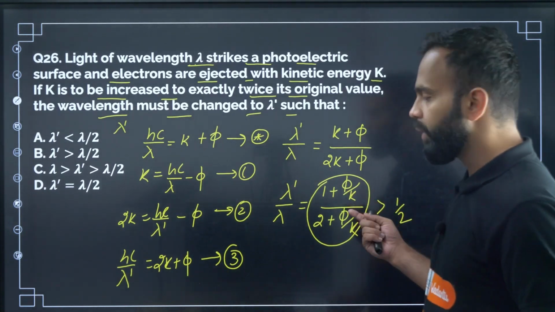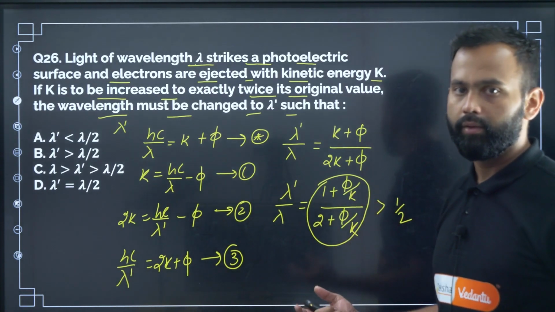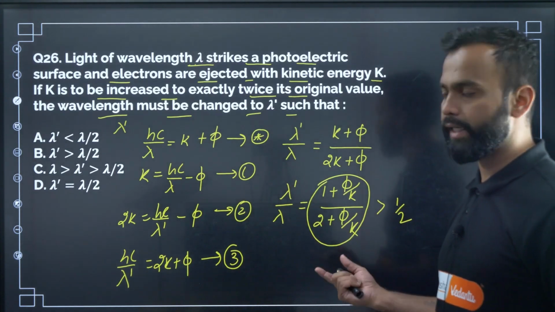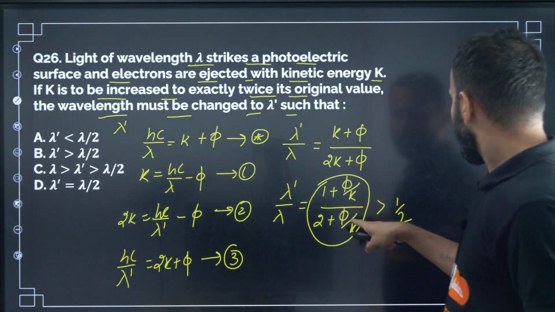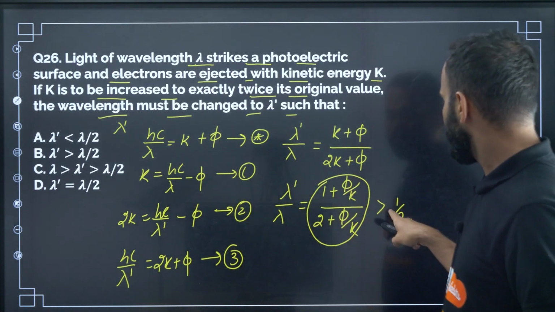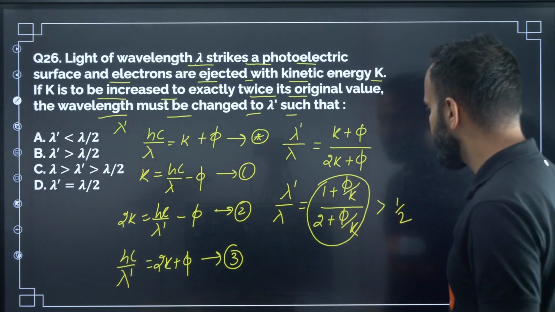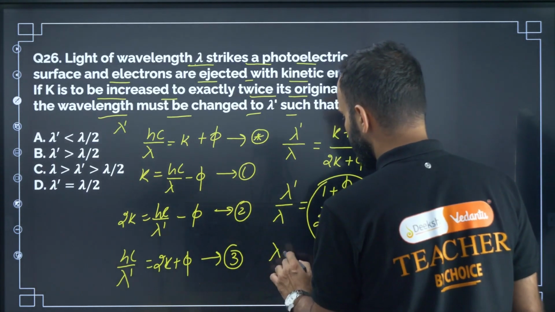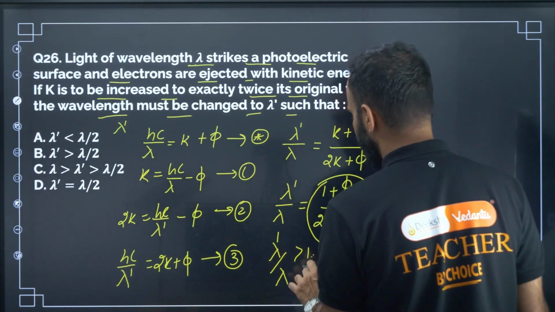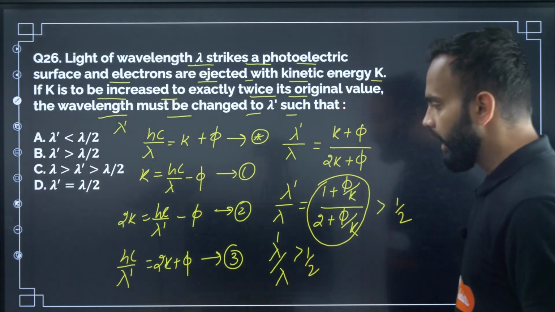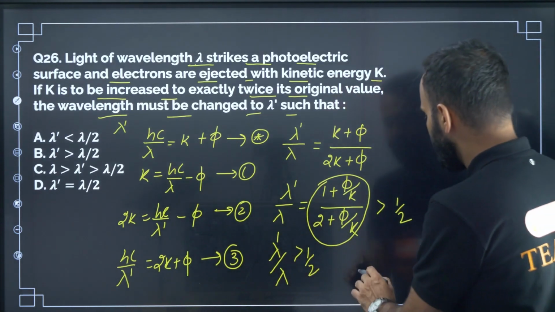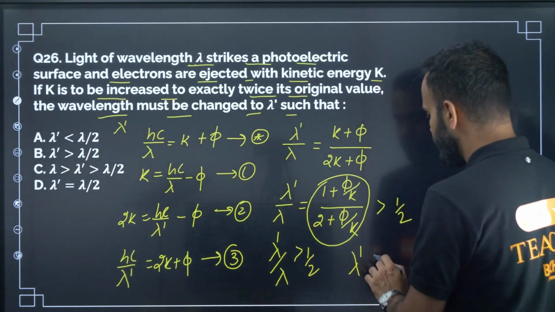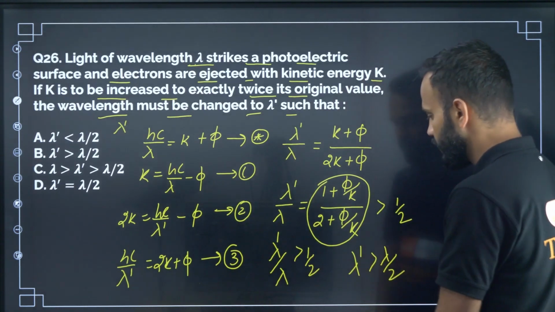Phi by k cannot be equal to 0, it is greater than 0. So this whole expression is greater than half. So lambda dash by lambda is greater than half, so lambda dash is greater than lambda by 2, right?